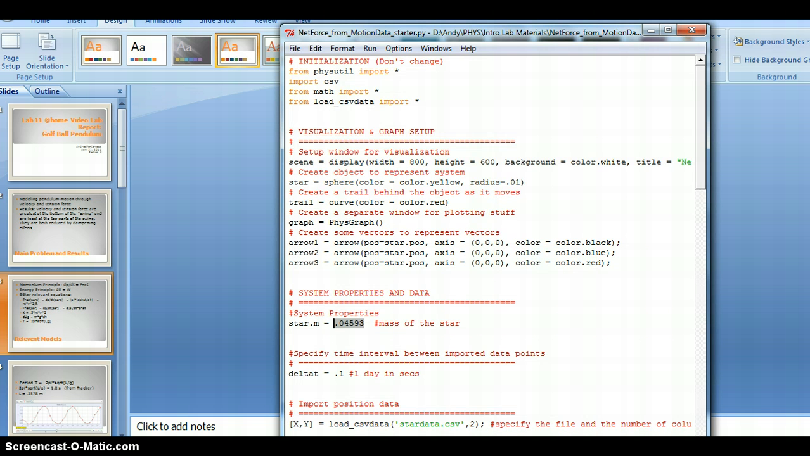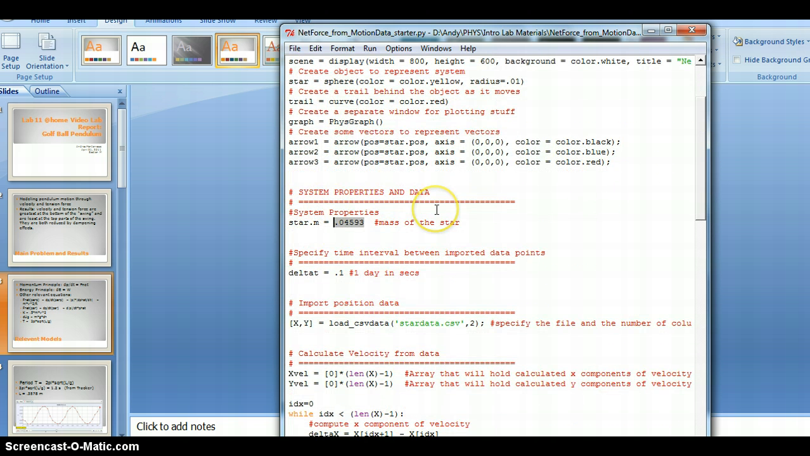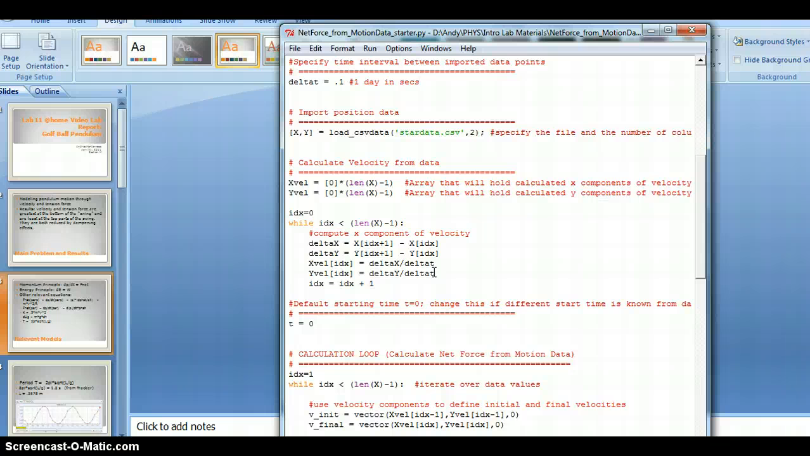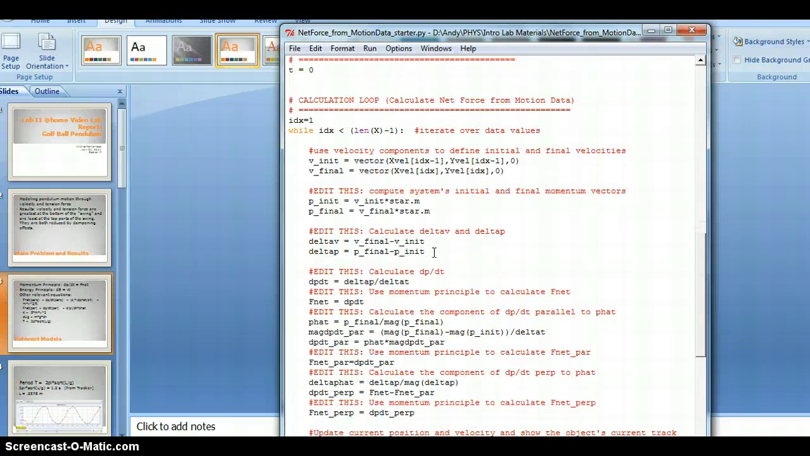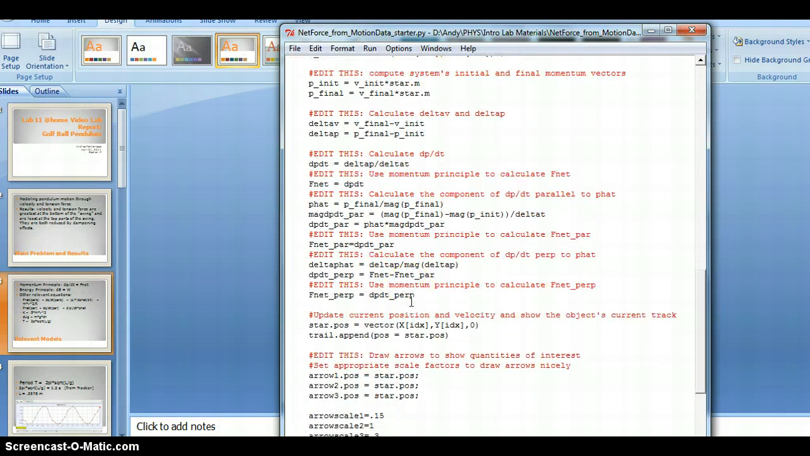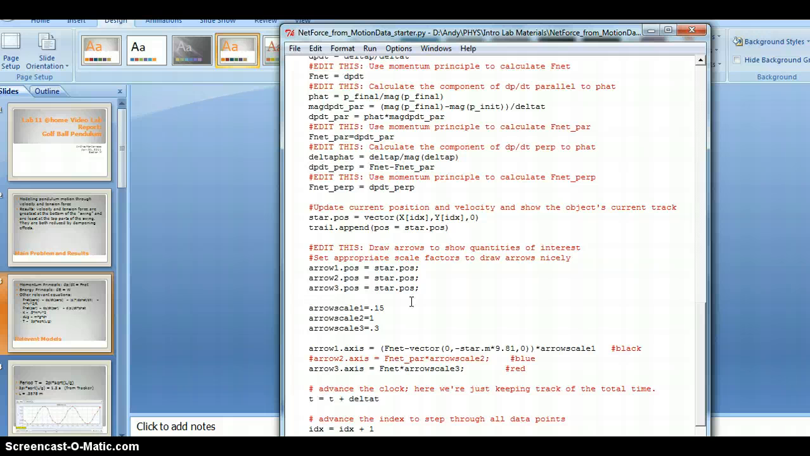Here I have the code. I imported the data. I have the mass here. It says star because I used the other code, but it's obviously of the golf ball, which is 0.04593 kilograms. I have delta t equal to 0.1 seconds. Here I'm calculating velocity from my data, and then momentum from the data, and have the calculations of F net parallel and perpendicular using what you already saw just a little bit ago.